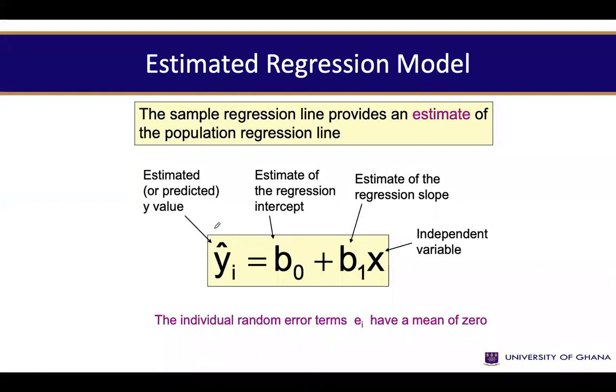Because it is an estimate, we are not going to have the error term, and it's just going to be y hat. There's a cap on the y to show that it is the estimated y value, and then there's an estimated regression intercept, and an estimated value of b1, which is the slope. So beta naught here has been estimated with b0, and beta 1 here has been estimated with b1, basically. All right.